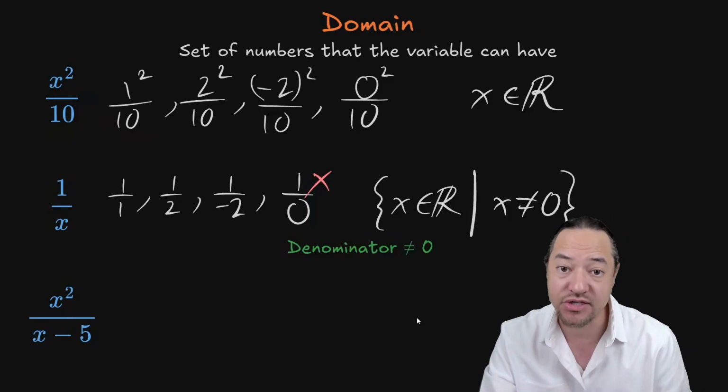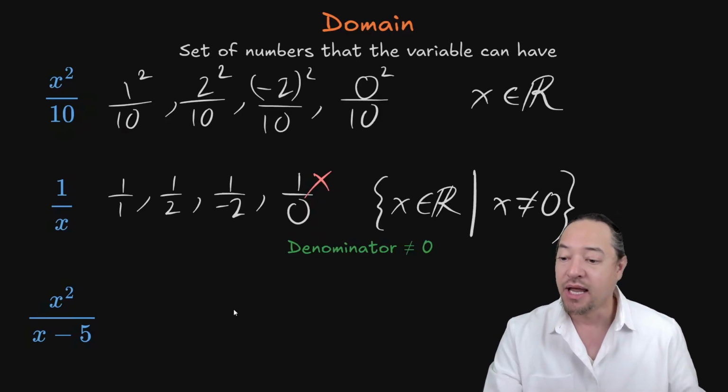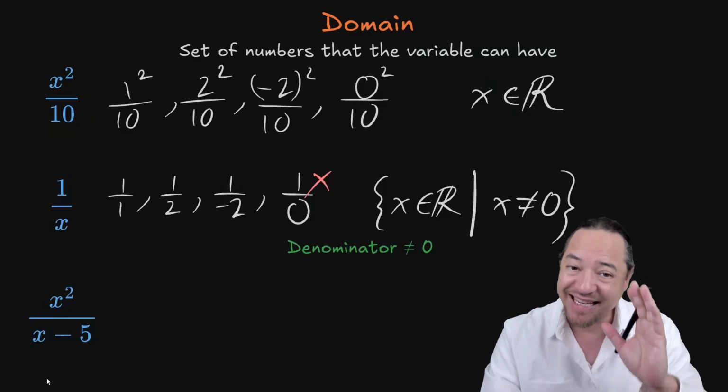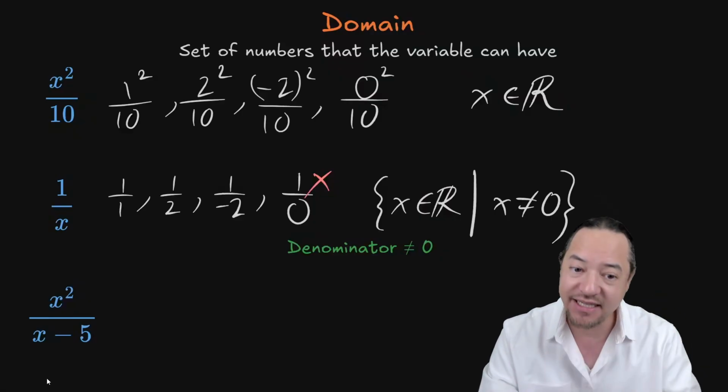So finally, let's take a look at this third example here. x squared divided by x minus 5. What's the domain here? Well, the key is that the denominator cannot be equal to 0.